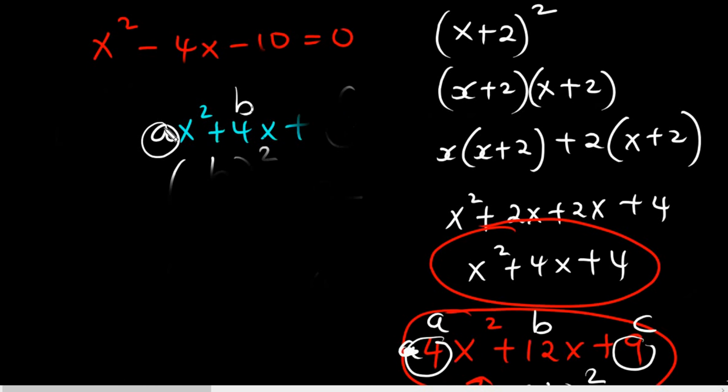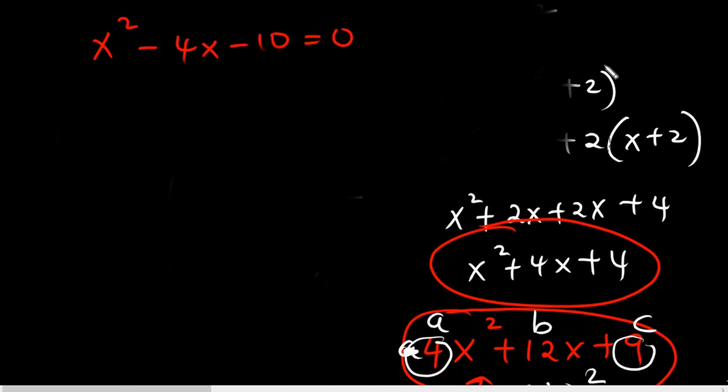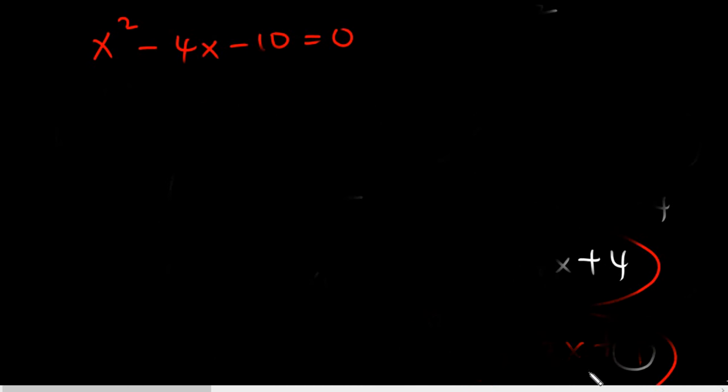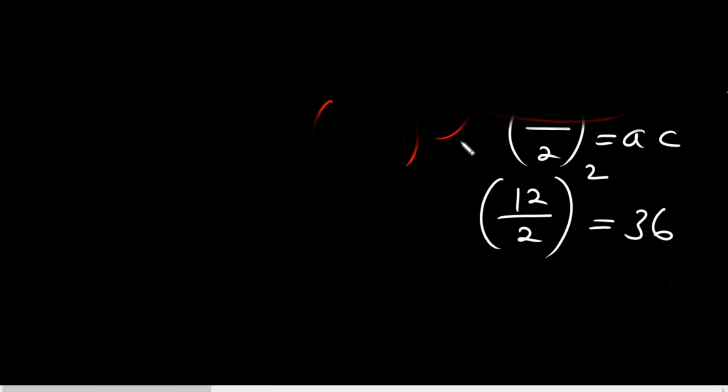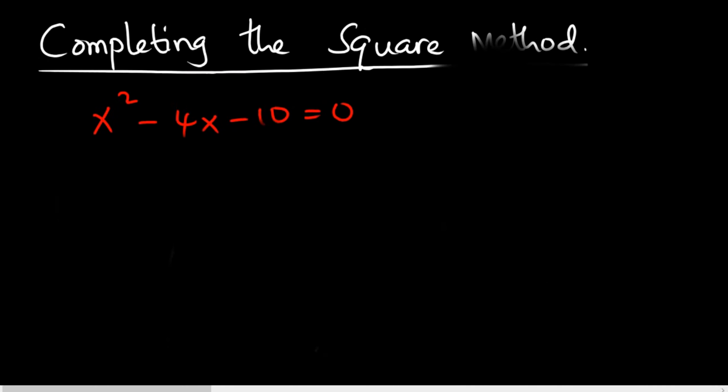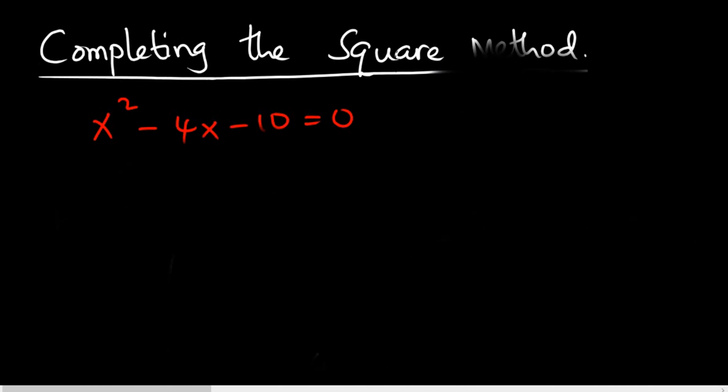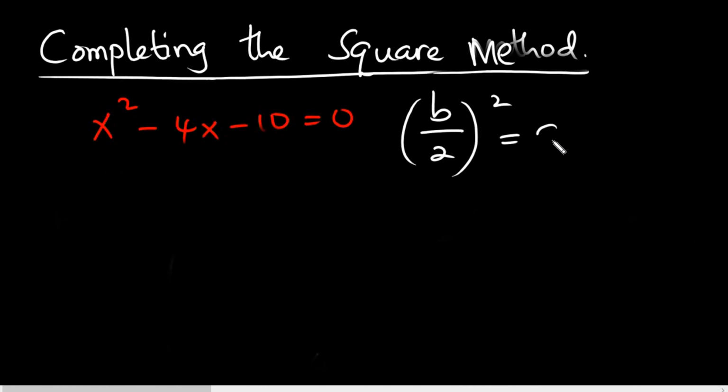Okay, so let me clear some space. Oh, unfortunately, I have cleared even the title. Okay. So we have said that b over 2, squared, is supposed to be ac. So that is an important relationship that we are going to use in this method.